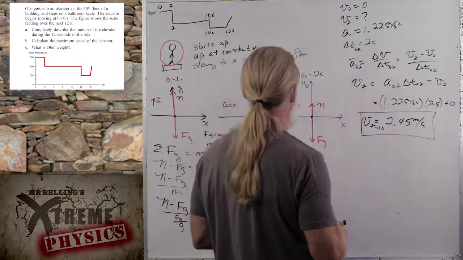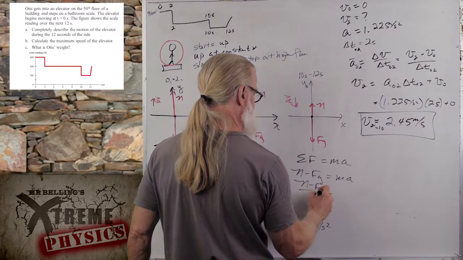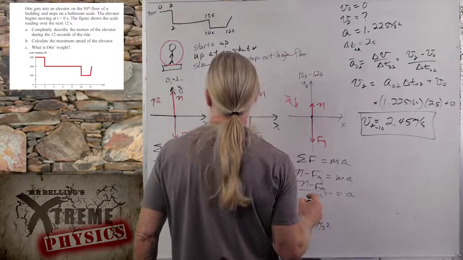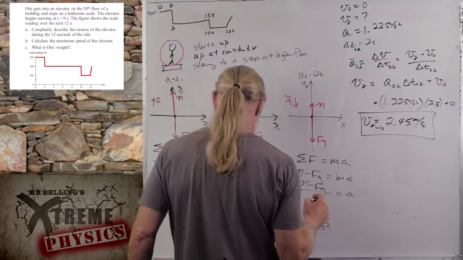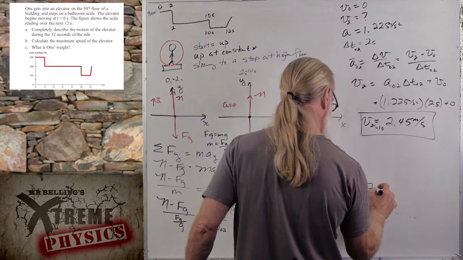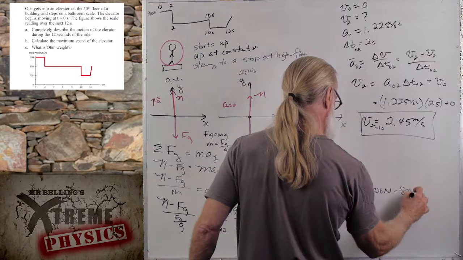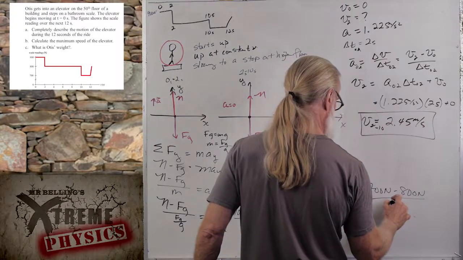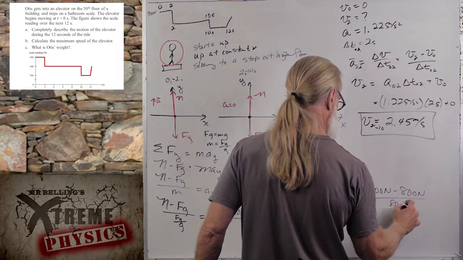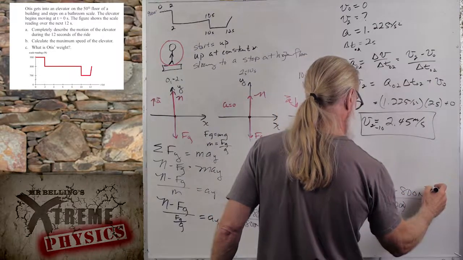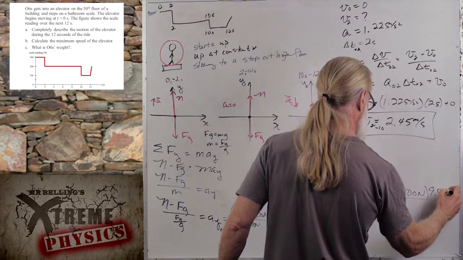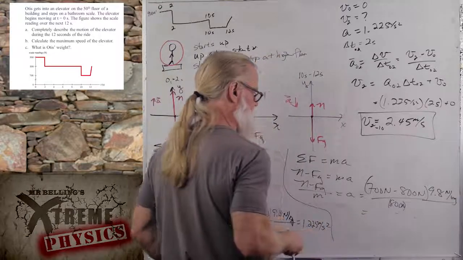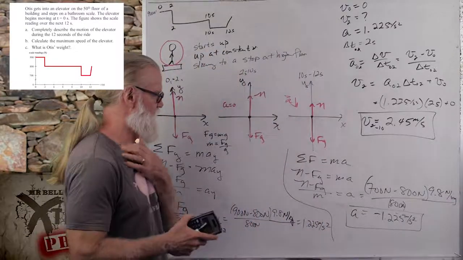And why don't we calculate the acceleration at the end? This is really the same relationship as we had before. We just have different numbers. The normal force in this case is 700 newtons. 700 newtons minus his weight, which is 800 newtons, divided by his mass, which is his weight, 800 newtons, divided by 9.8 newtons per kilogram, which I will just put up here instead of dividing by that. That gives negative 1.225 meters per second squared.